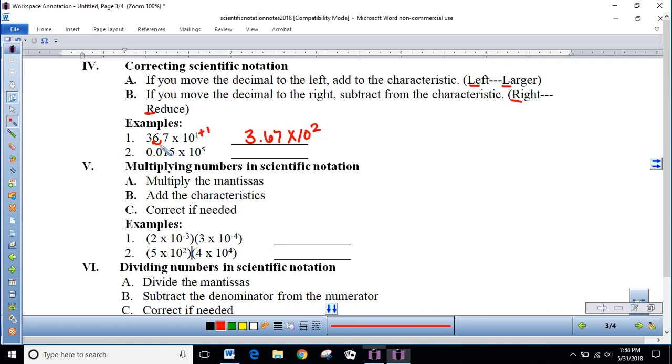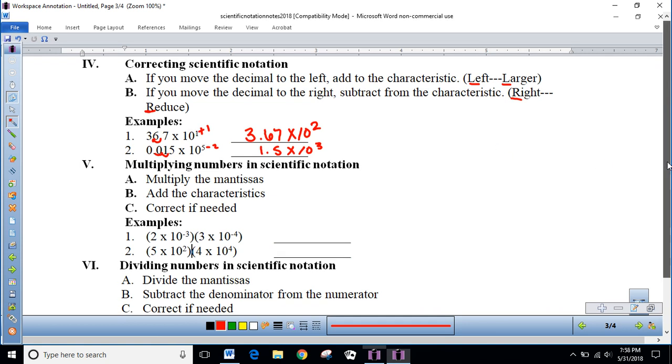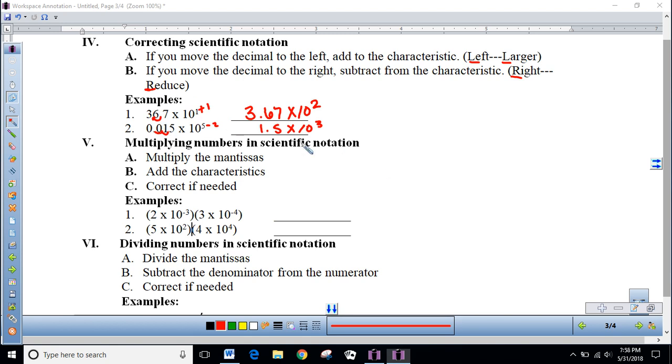This one's a decimal, so I'm essentially going to subtract or go to the negative direction. I am moving 2 spots, so I'm going to subtract 2 from this. 1.5 times 10 to the third power. Okay, that's correcting, because sometimes when you do mental math, you'll get improper scientific notation. Now, your calculator should never give you improper scientific notation, but it might. No, your calculator won't. But if you're not using a calculator, your brain might. So that's actually a better calculator anyway.